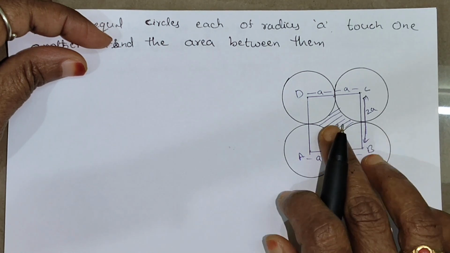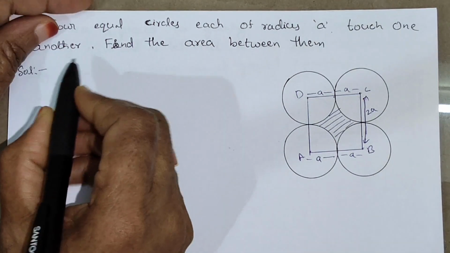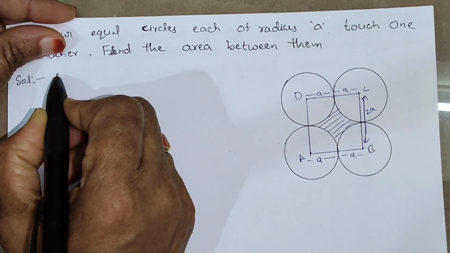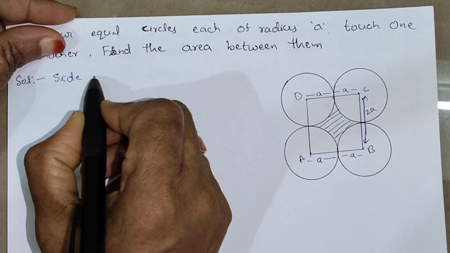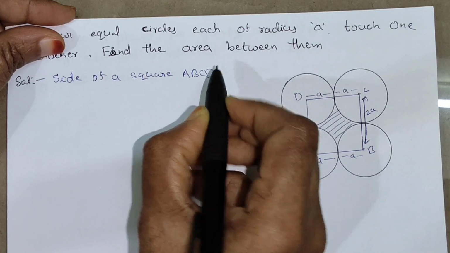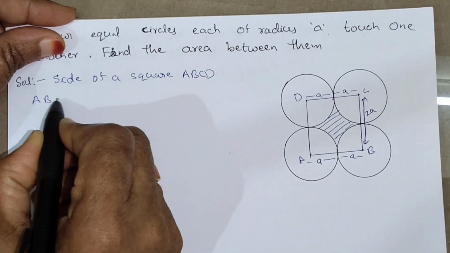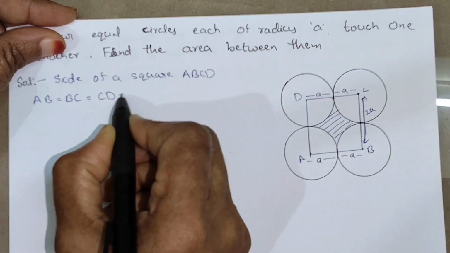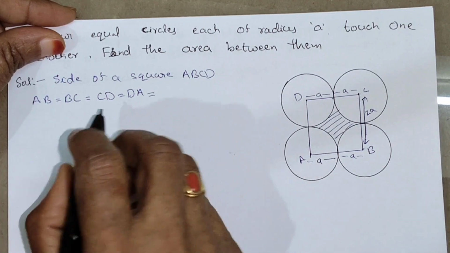Next, we find this shaded area. The side of a square ABCD: AB is equal to BC equal to CD equal to DA. Square means all 4 sides are equal.